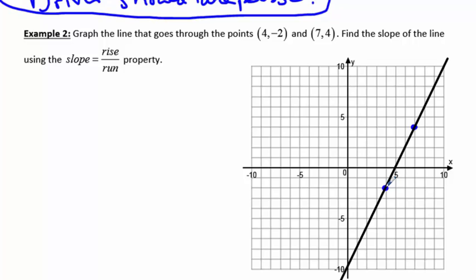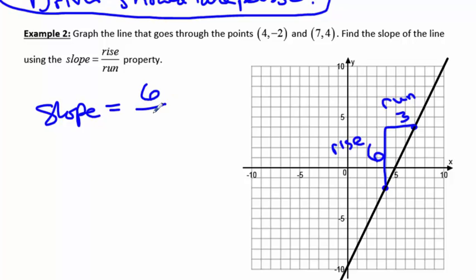Now we're going to find the slope using the rise over run property. To get from one point to the other, we can imagine a rise and a run forming this triangle right here. And the rise from one point to the other is 6 units if you count that. And the run, if you count from one to the other, is 3 units. So the slope is 6 over 3, or 2, since 6 divided by 3 is 2.